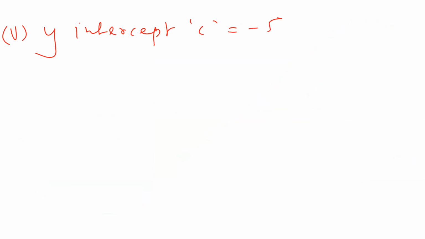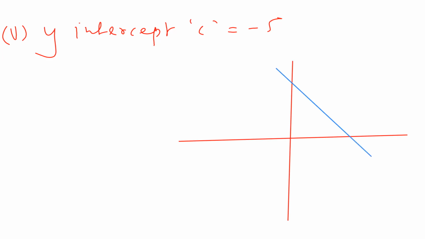Okay, so equally inclined to the axis means it makes the same angle with both the x-axis and y-axis. Let's understand how the diagram will look. So this is the y-axis and this is the x-axis, right? One possibility will be in this manner.